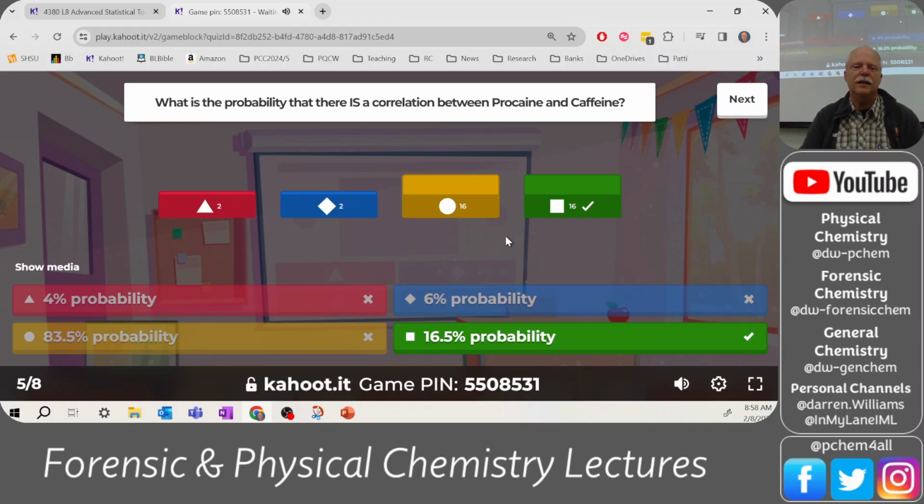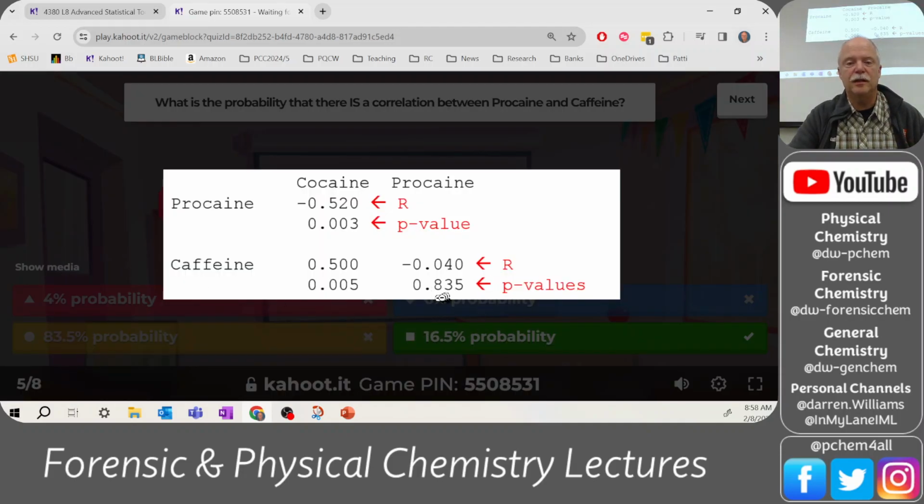Yeah. So the p-value was 83.5%, which is the probability that there's no correlation. So the probability that there is a correlation is 16.5.